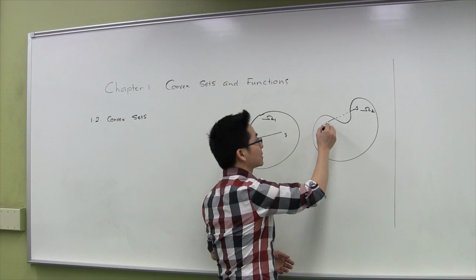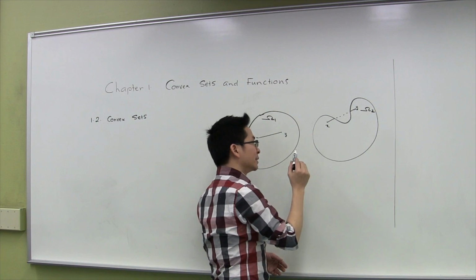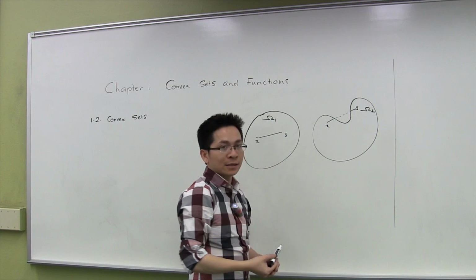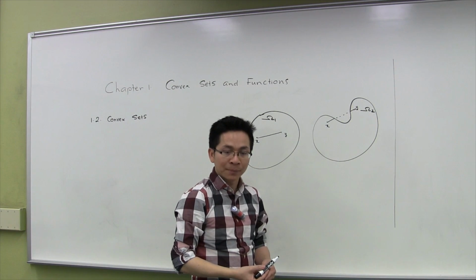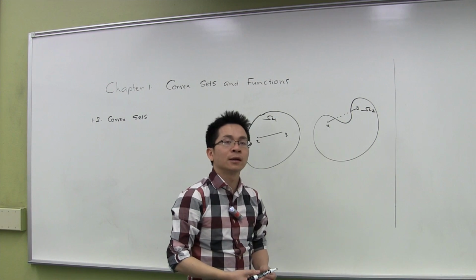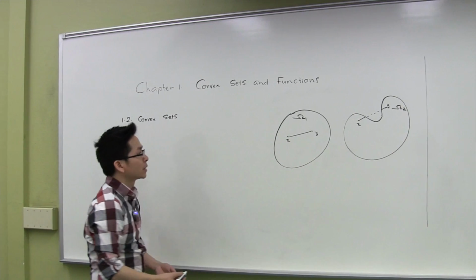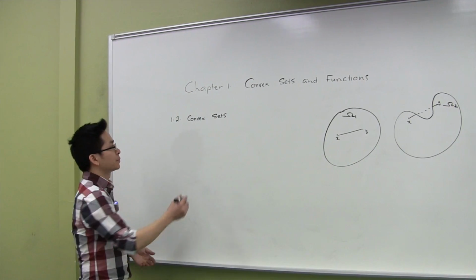If we take x here in omega and y in omega, we can see that the line segment connecting x and y is not a subset of omega. So therefore omega 2 here is not a convex set. So let me go ahead and give the formal definition of convex sets in Rn.